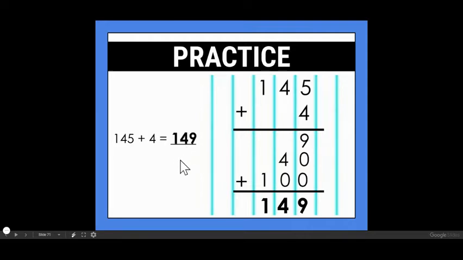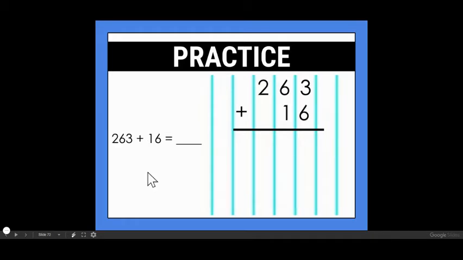149. All right, ready? I'm going to show you another one, and then it's going to be your turn to do one with me. So this time, let's do 263 plus 16. So again, I line up my numbers. So my first addend is right on top of my second addend. And I keep my ones in the same column, my tens in the same column, and my hundreds in the same column.